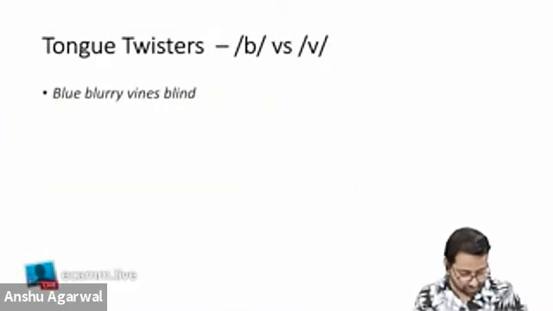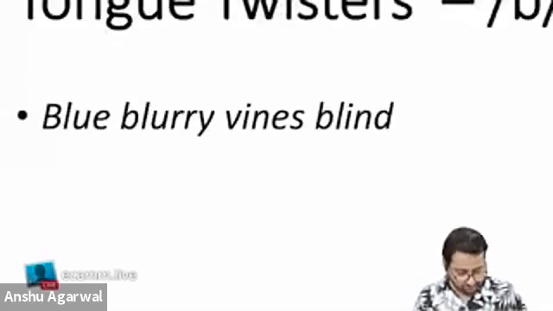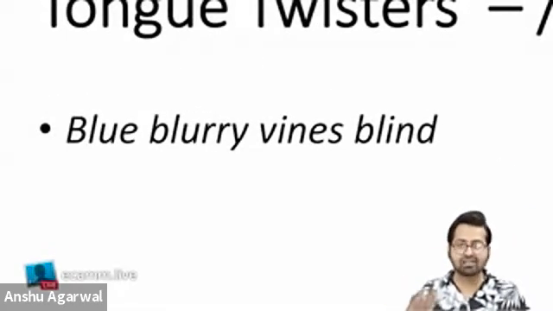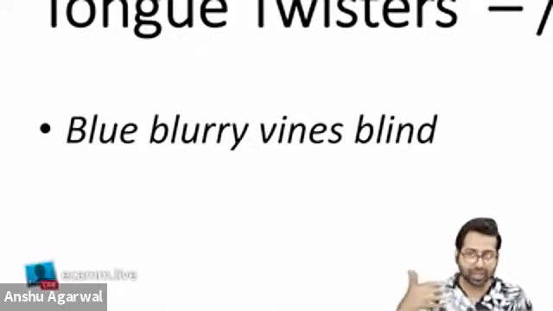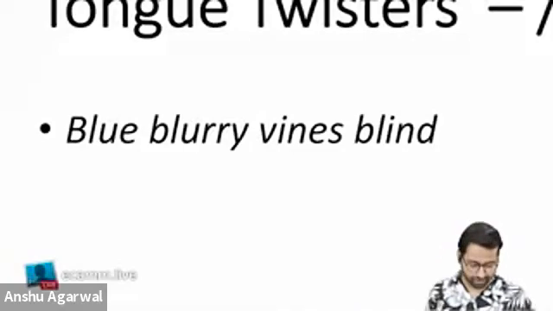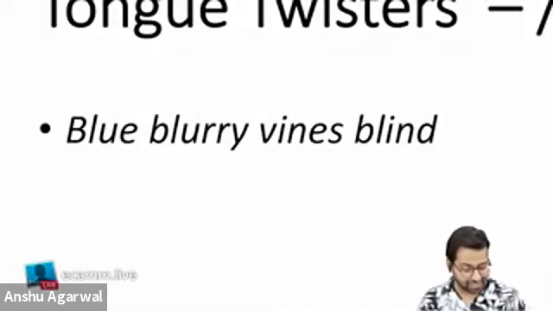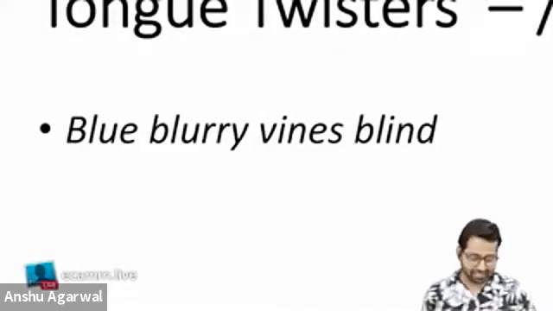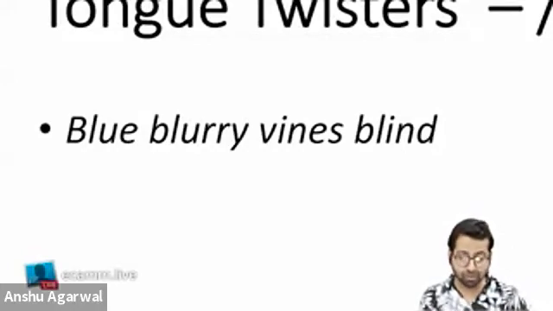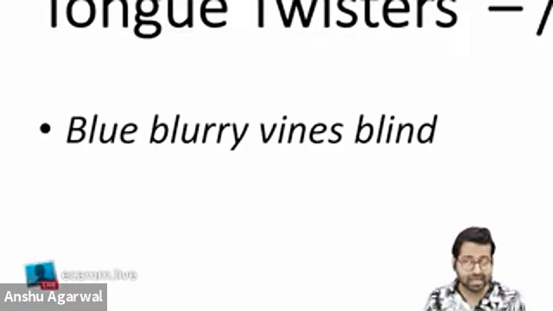So the first one is b versus v, and here is what you need to do. You need to read this 5 times quickly, without errors, and you pass the test. Okay, I'm going to do it. All the best to me. Let's see if I can clear this test. Is b and v my problem? So let me try. Blue blurry vines blind, blue blurry vines blind, blue blurry vines blind. I passed the test. I don't have a problem, right?